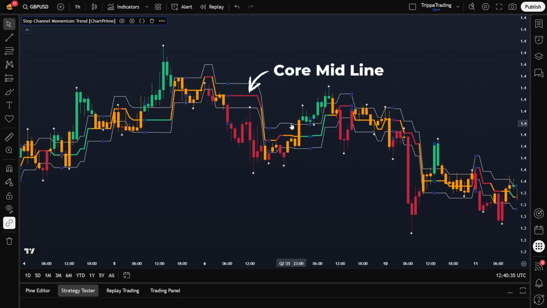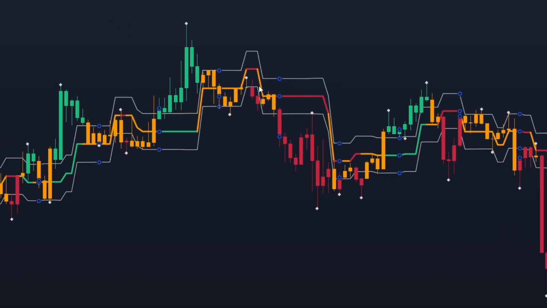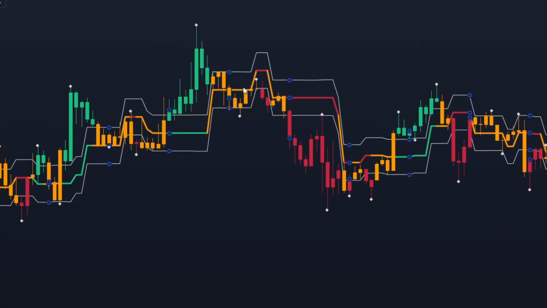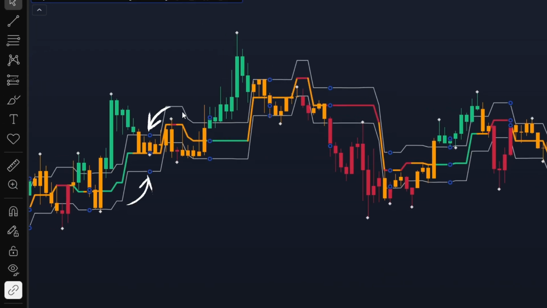At the center is a core midline that looks almost like a staircase instead of a smooth curve. It doesn't react to every small tick in price. Instead, it holds its level until the market creates a genuine confirmed pivot high or pivot low. When that happens, the midline snaps to a new level. That snapping behavior is the key because it filters out a ton of noise while still reacting quickly to actual structural shifts in price.